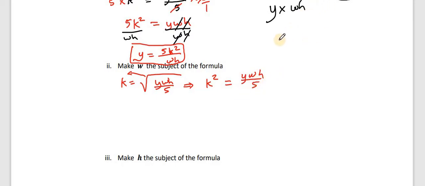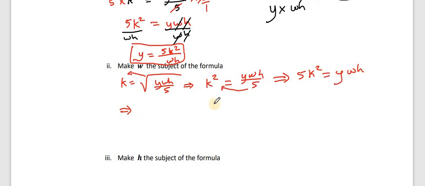What are we going to do now? Transpose what? The 5, the over 5, from what? Division to what? Multiplication. So it'd be 5k squared. It's multiplying, k squared equals YWH.